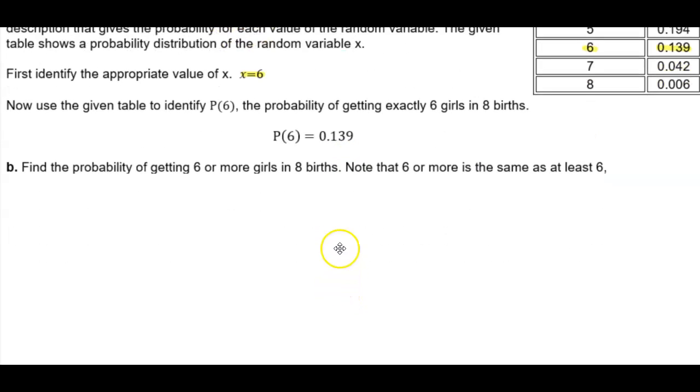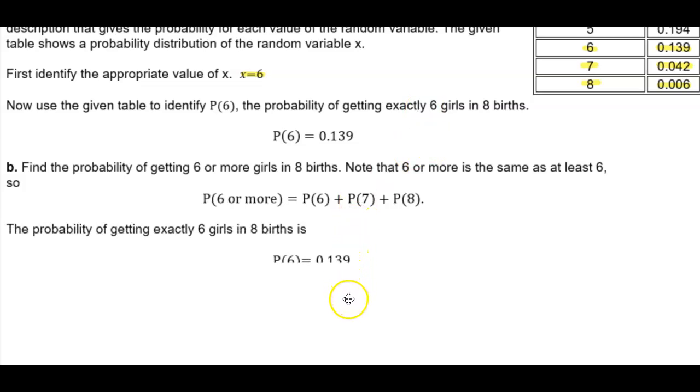Now the next question states the following. It says, find the probability of getting 6 or more girls in 8 births. And note that 6 or more is the same as at least 6. So we want to find the probability of 6 or more, which is equal to the probability of 6 plus the probability of 7 plus the probability of 8. So now we want to find the probability of 6, 7, and 8 in here.